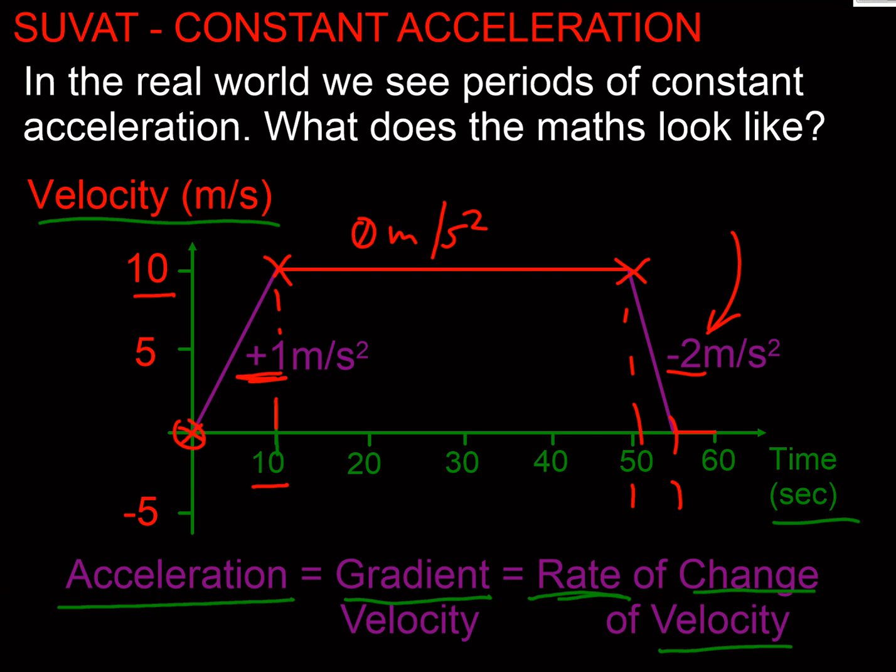So here we can see that we can construct a journey out of 3 separate periods of constant acceleration. It's just the acceleration is different in each period. So let's now have a look at what the maths looks like for one of those periods of time, and therefore how we can use it.